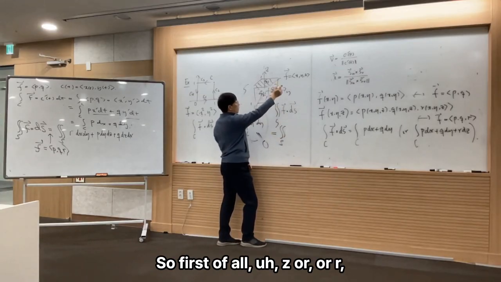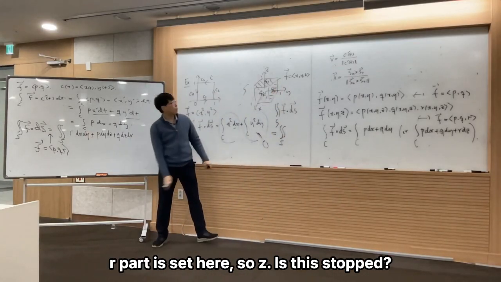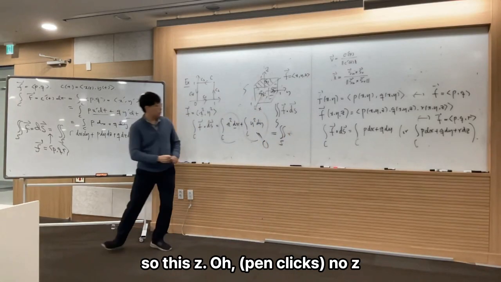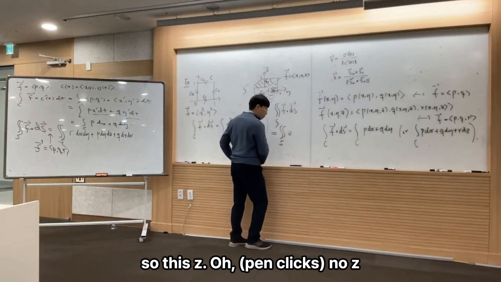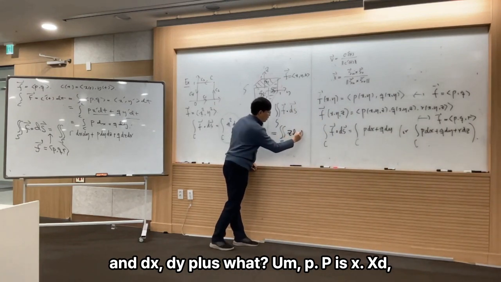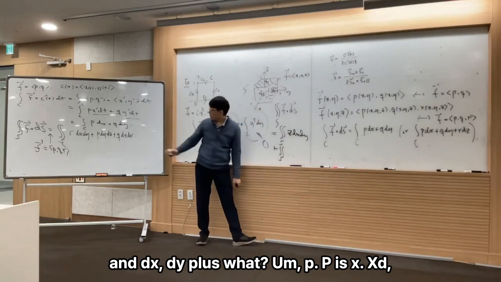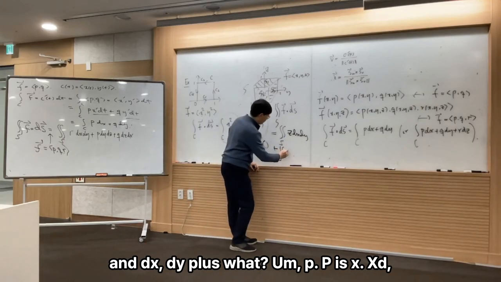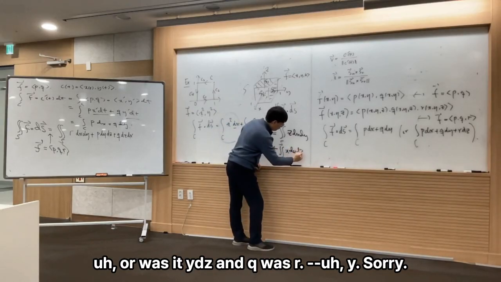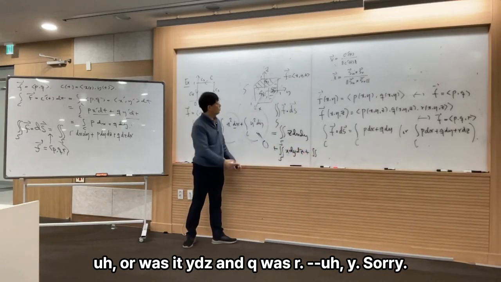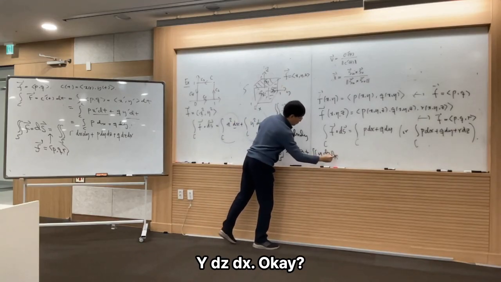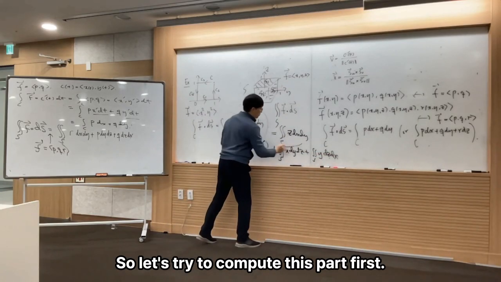First of all, the z, or R, part is z here. So z dx dy, plus P is x dy dz, and Q was y dz dx. Okay, so let's try to compute this part first.